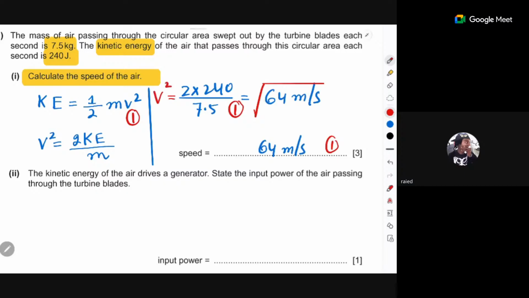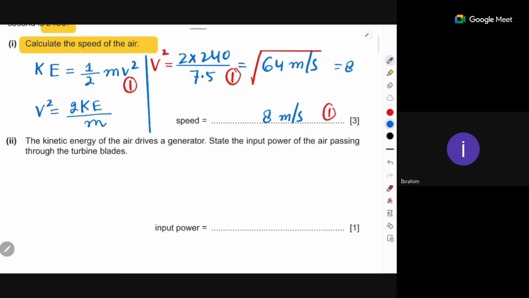It is v square right now. So you had calculated that all. It is square root of 64 is equals to 8 meters per second. So the answer will be 8 meters per second. Okay, is it clear to everyone?